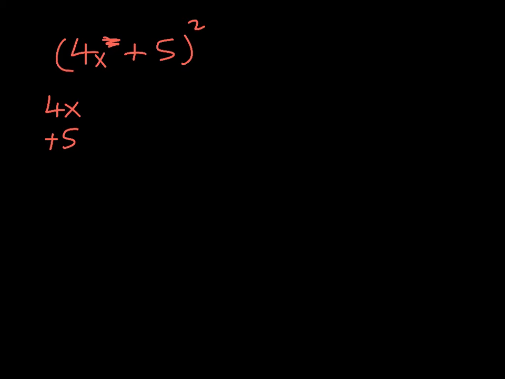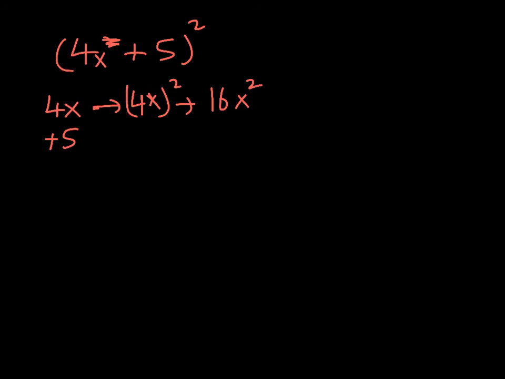The principle involves squaring the first term. So you square the first term and then you square the last term. Let's square the first term. The square of the first term is when you square this, so (4x) squared is going to give us what?